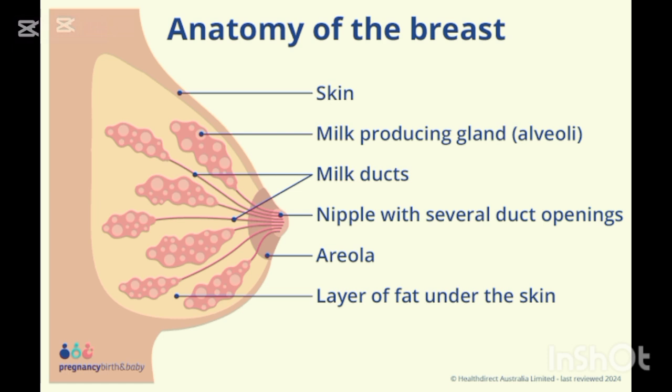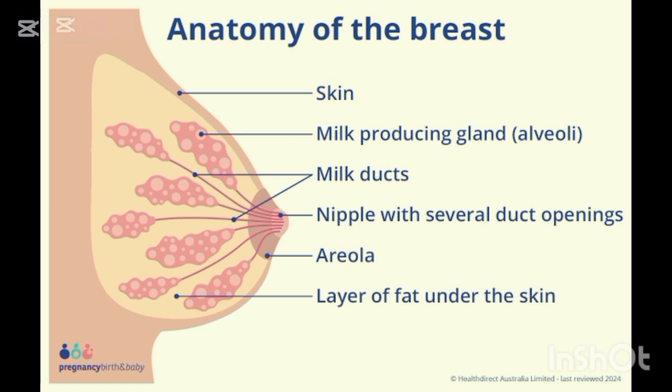The skin. The skin of the breast is similar to every other skin in the human body. Then we have the milk producing gland, which is the alveoli, that consists of lobes and lobules, which connect to form the milk ducts. The milk duct then carries the milk to the nipples.